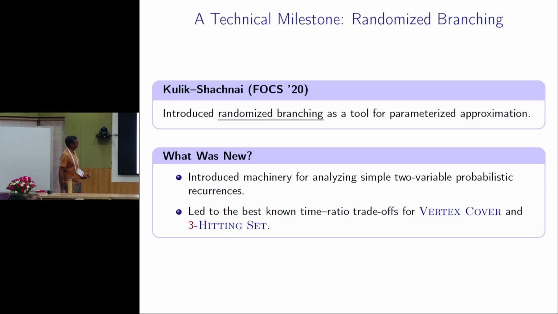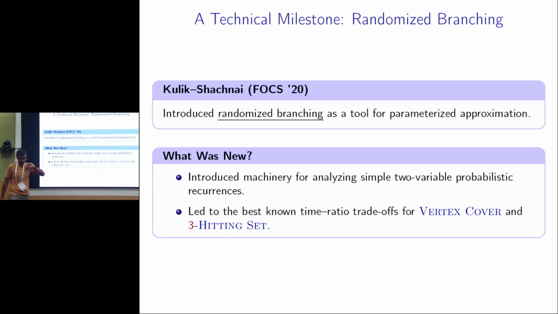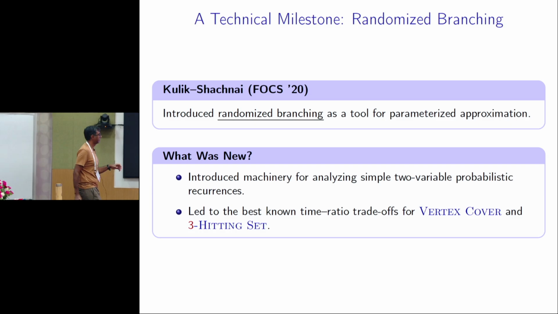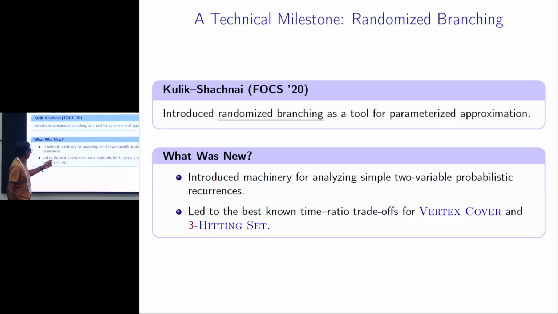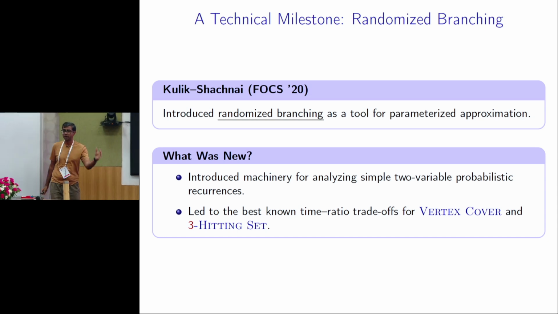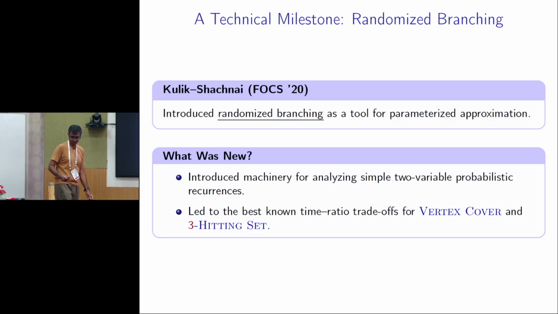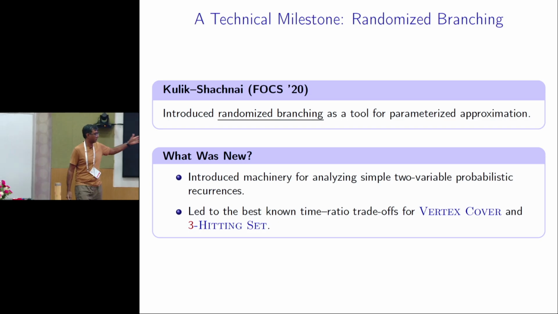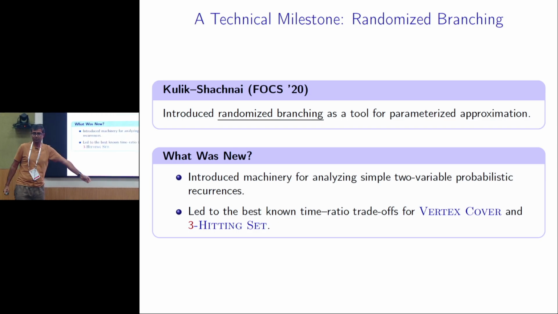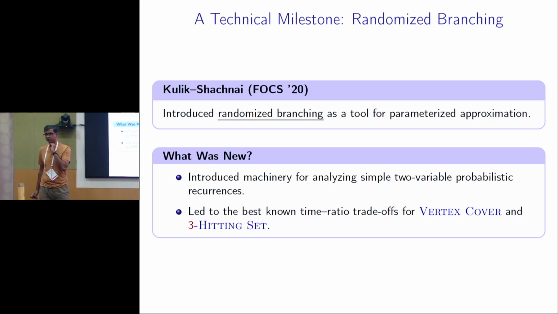Okay. So the milestone in this area was the paper by Kulik, Shachnai and Fox, 2020, who introduced randomized branching into this area of parameterized approximation. They developed machinery to analyze these two-variable probabilistic recurrences, and they applied it to vertex cover and 3-hitting set, but still very simple kinds of probabilistic recurrences. More than the algorithm, I would say their main contribution was that you can bring this machinery from convex optimization, information theory, and type theory, and use it to solve some of these beautiful recurrences.